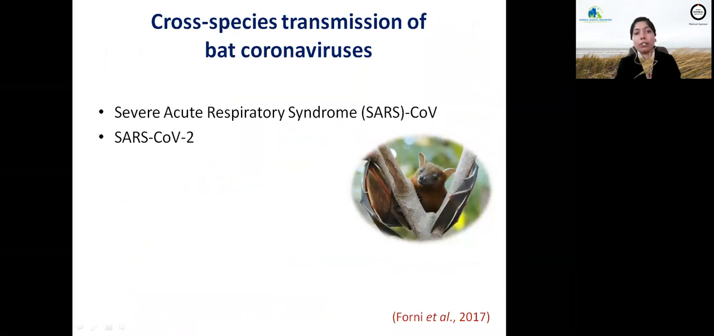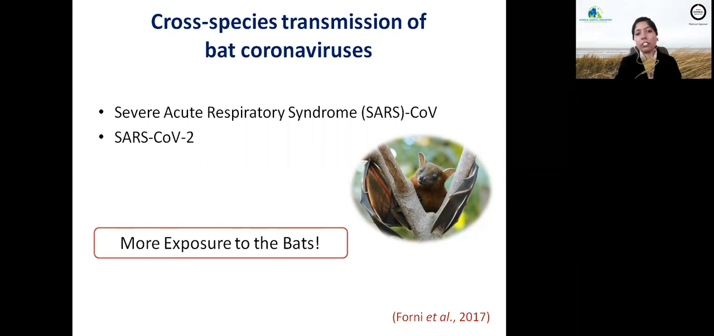So now the bat coronaviruses are in trend these days. Bats are the reservoir species of many such coronaviruses, including the SARS coronavirus as well as the recent COVID-19 pandemic, that means the novel coronavirus. Research and studies are going on about how it became fatal and how it switched the host from bats to humans or to other animals. But this is sure, that it was because of more exposure to bats. And obviously, it was the result of more human intervention, more exposure of the human population to these wild species.